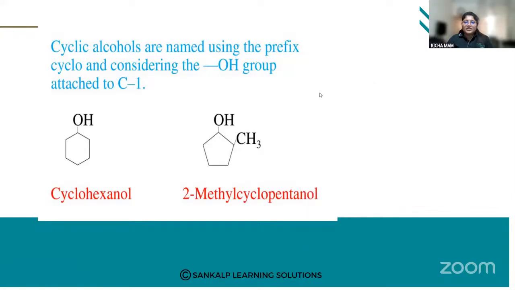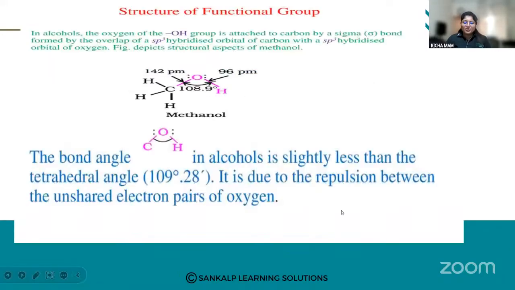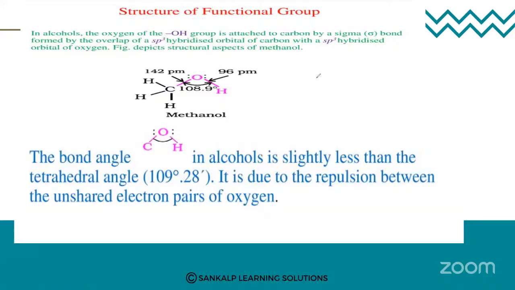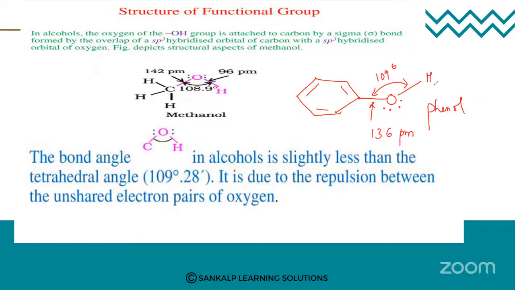Let us see the structure of the functional group. So this is the functional group for alcohol. Similarly, I write the functional group for phenols. We will study both functional groups together. So this is for phenol and that is for alcohol.